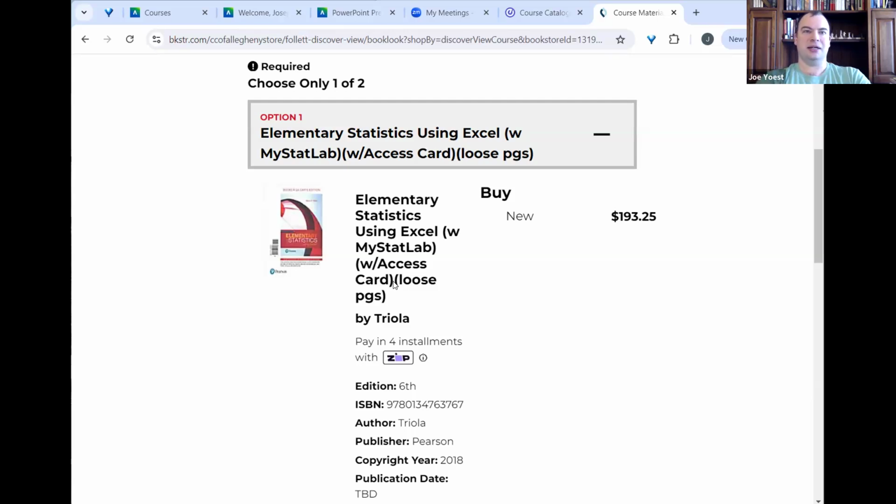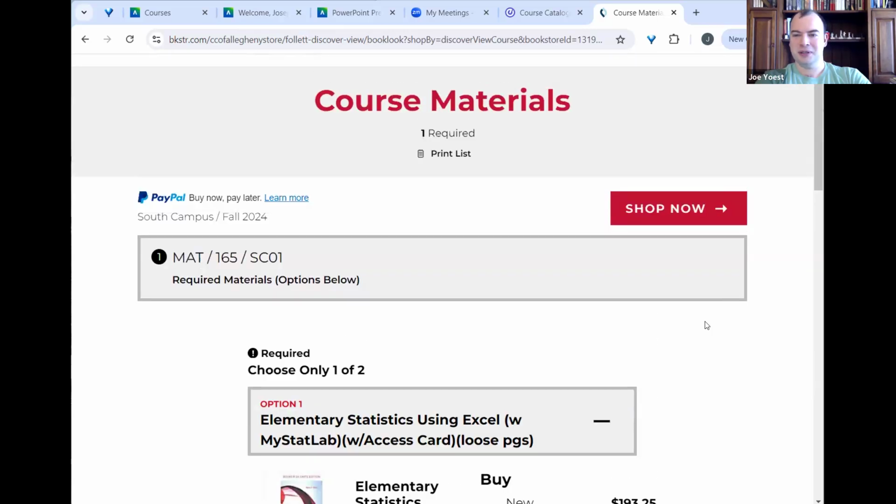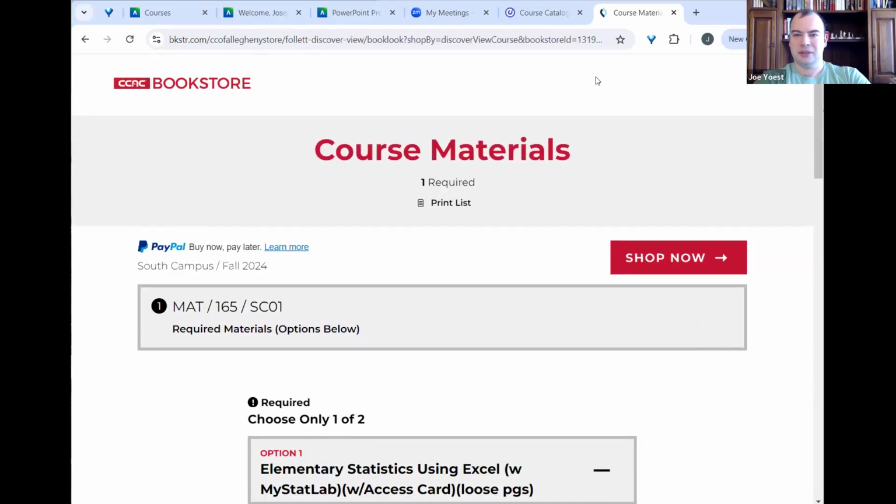If you wanted to sell that textbook on the secondary market, a loose leaf textbook might be a little harder to sell because people don't really know if all the pages are there, that kind of thing. Any other questions?